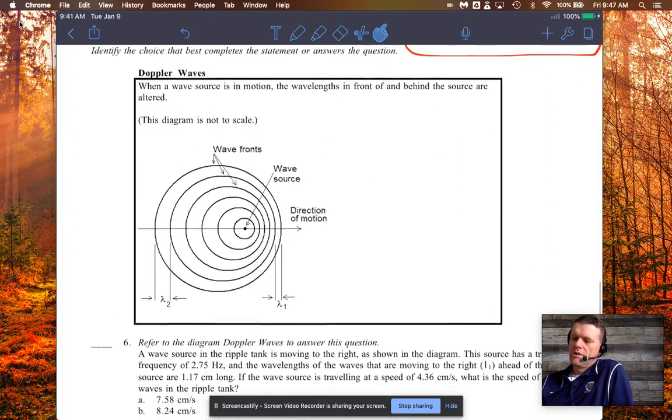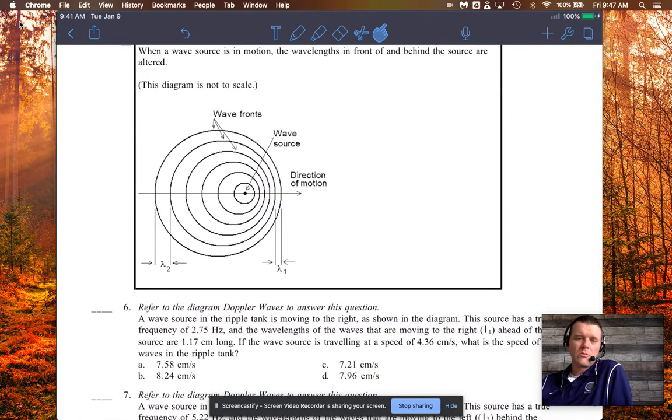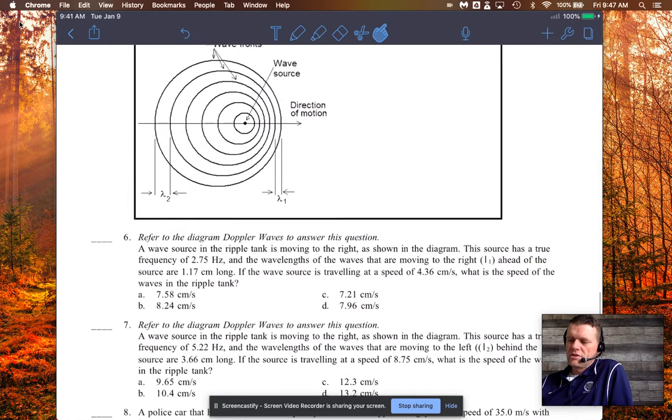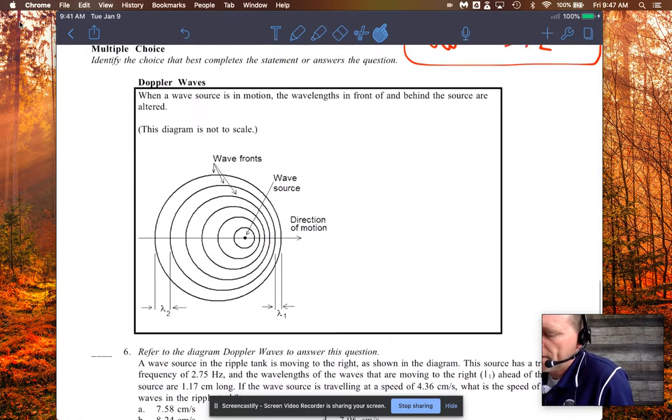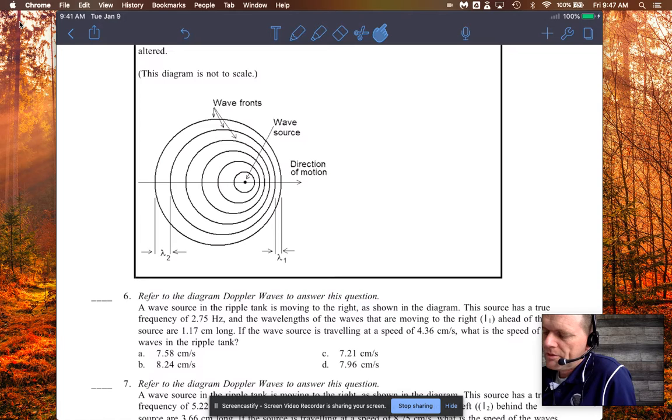Okay, so in this practice question here, this is a ripple tank, so we're dealing with water waves, and again, just go really slowly. It looks like it's moving to the right, like you can tell the waves are bunched up here on the right, and the waves are stretched out on the left. So, I mean, this object's clearly moving to the right. The wave source in the ripple tank's moving to the right.